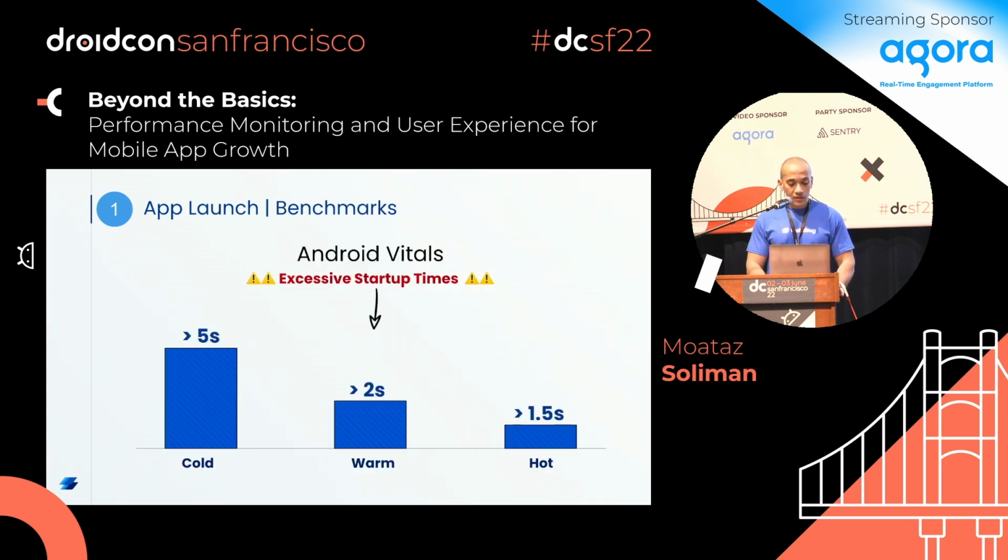And if you'd like to look at some benchmarks, Android Vitals provides that. These are the thresholds that you shouldn't ever cross when it comes to your different types of app launches, because once you start to cross them, this is going to impact your App Store search results. So for cold app launch, it shouldn't cross 5 seconds. For warm app launch, it shouldn't cross 2 seconds. And for hot app launch, it shouldn't cross 1.5 seconds.